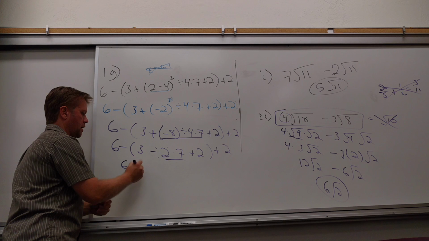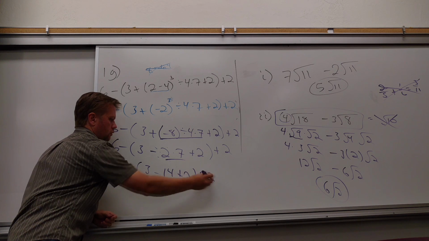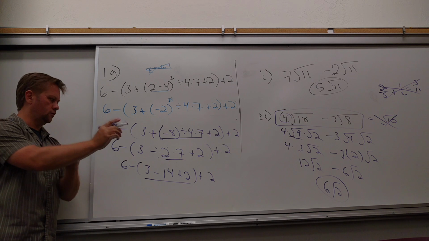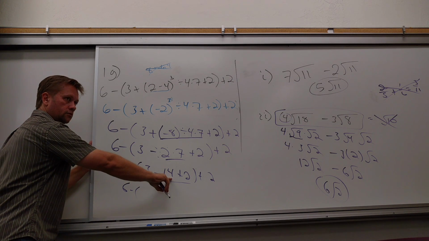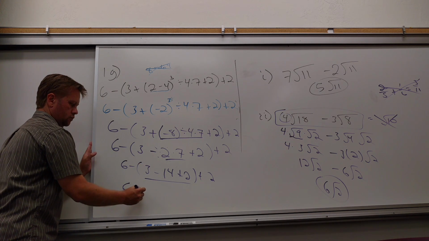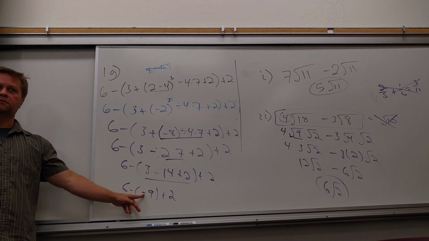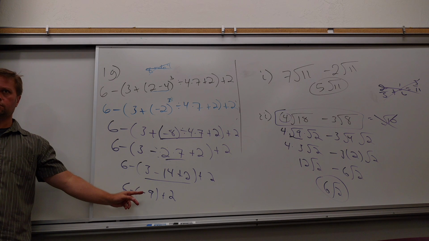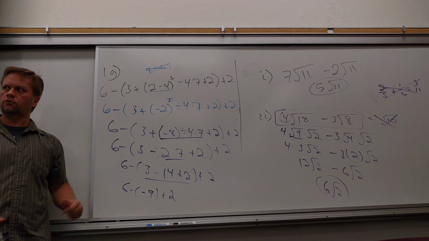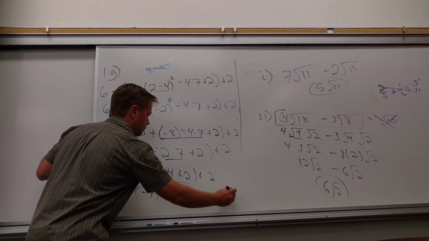So now I do 2 times 7, 6 minus 3 minus 14 plus 2 plus 2. Now I can finally do all of that, right? They're all on the same level, so I just do it as it comes. What's 3 minus 14? Negative 11 plus 2? Negative 9. And what's minus a negative? Plus. Is that cool? Minus a minus is plus, so 6 plus 9 plus 2? 17.